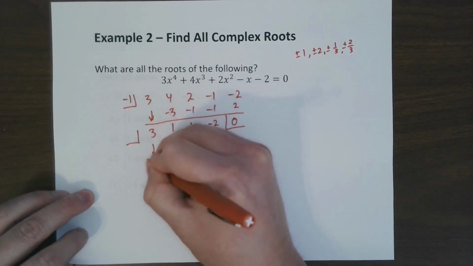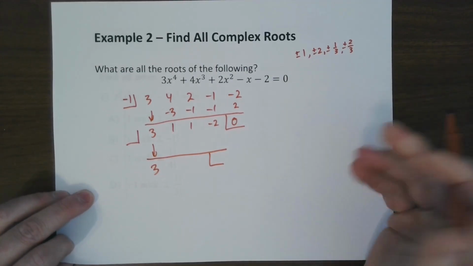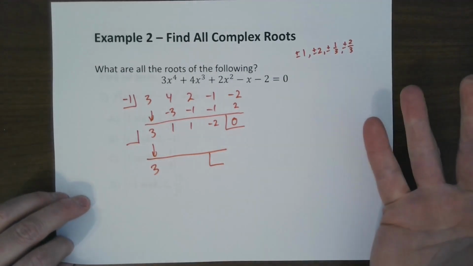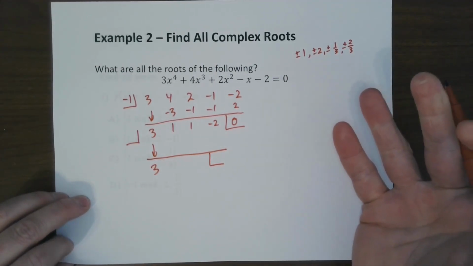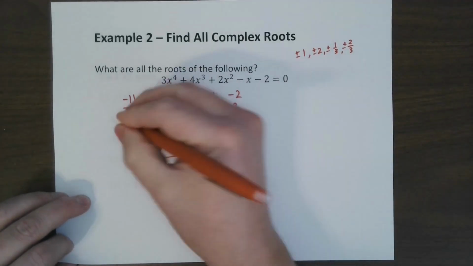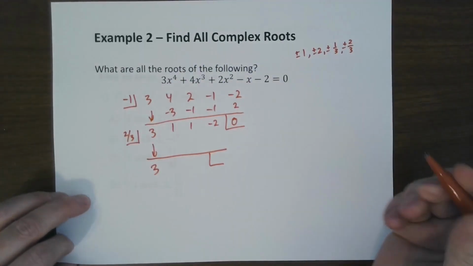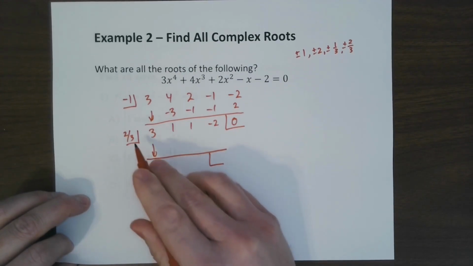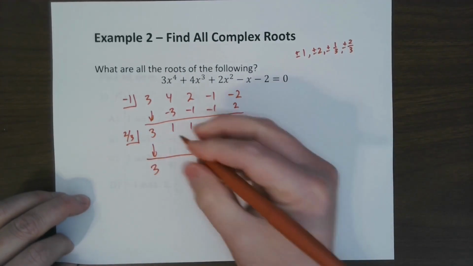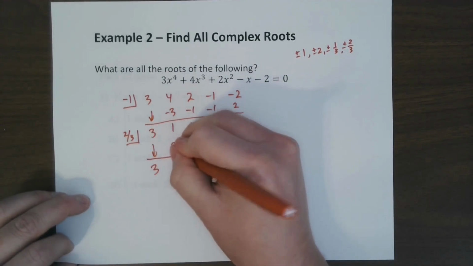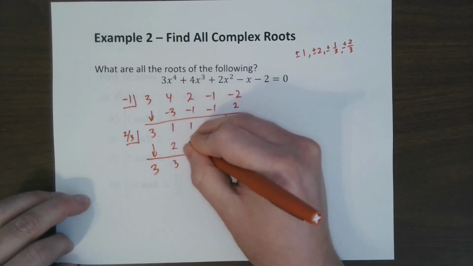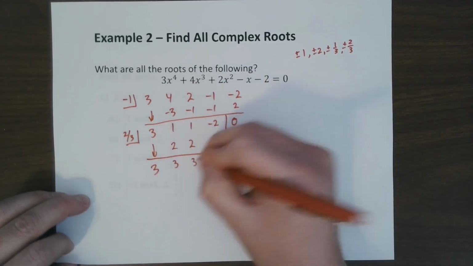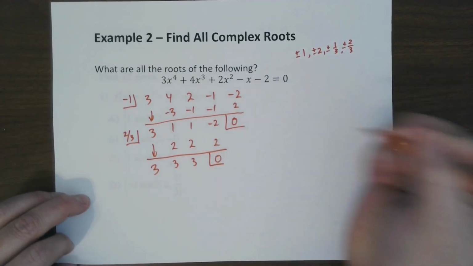So bring down the 3. Now, which one works? I use trial and error, or you can use graphing software, like I said. It doesn't matter. But basically, you get 2/3. Now, to do 2/3, you divide by the bottom number and multiply by the top. So this would just be 2. This gives us 3. This would give us 2. Gives us 3. Gives us 2, which is 0.